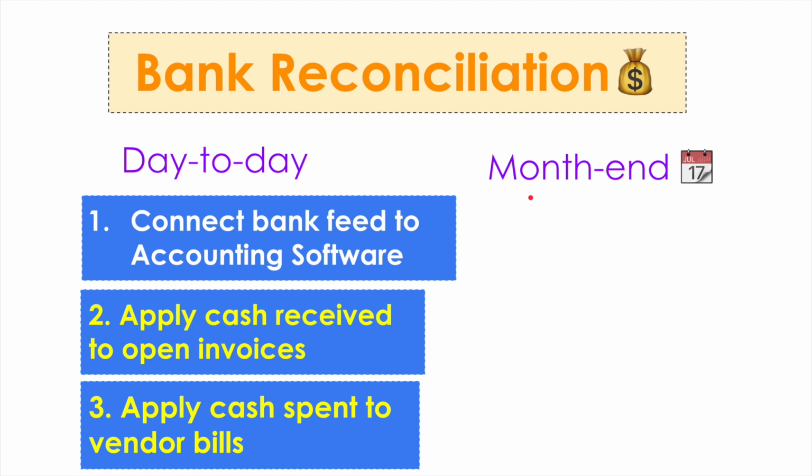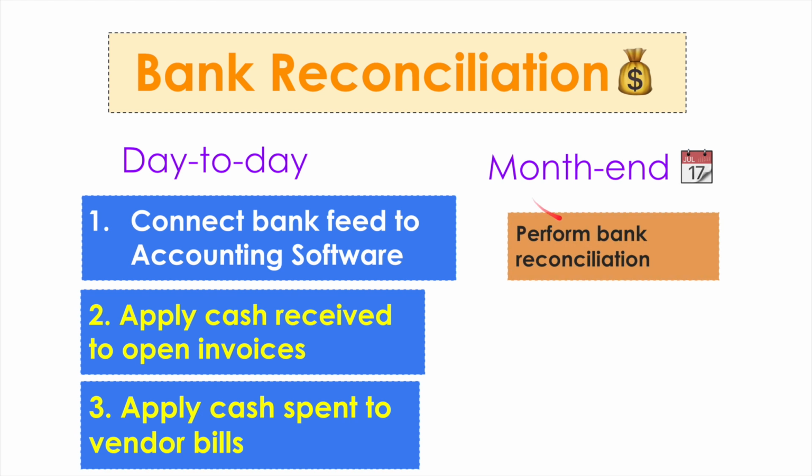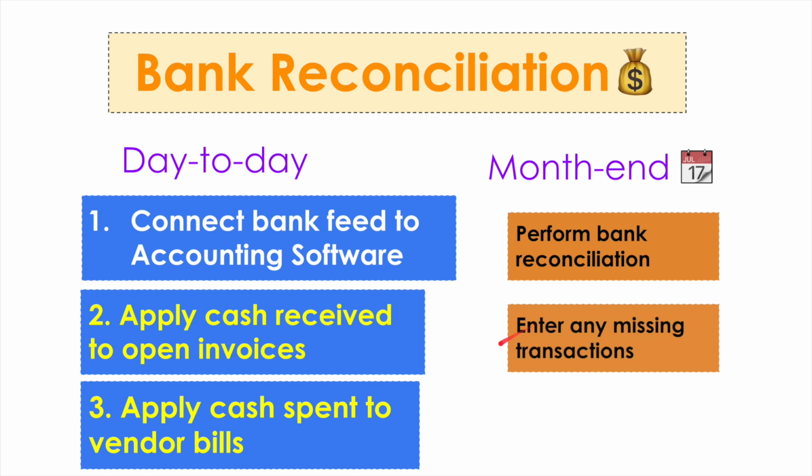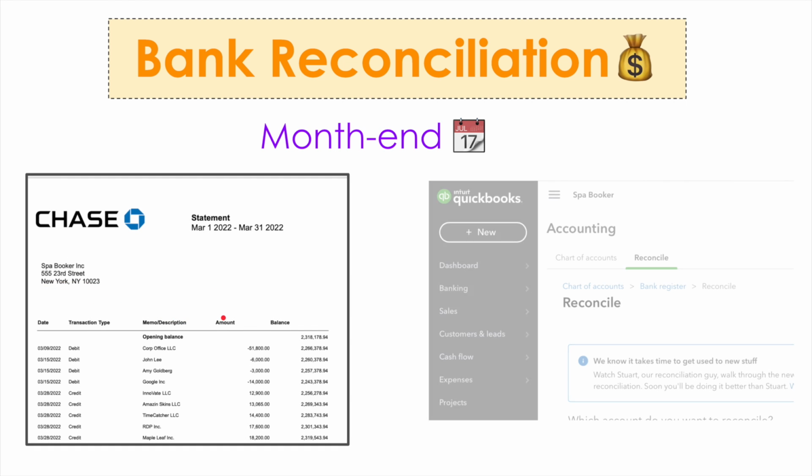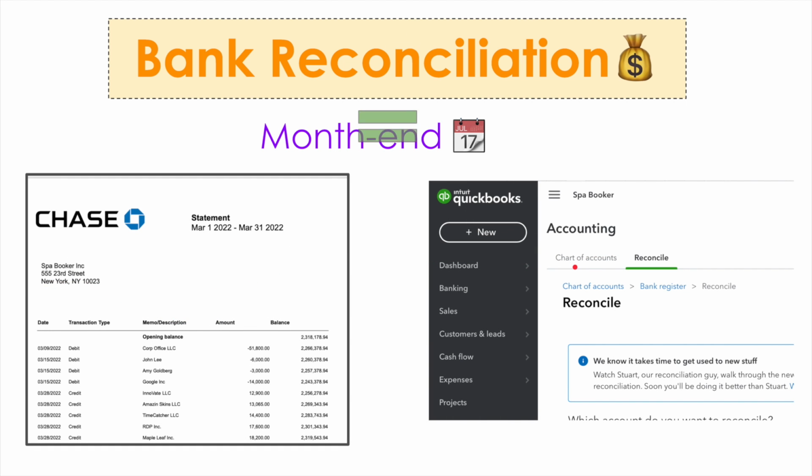Now, at month end, when you're able to generate an actual bank statement from the bank website, you'll go in and perform a reconciliation in accounting software. We'll go through an example here in a minute of a bank reconciliation, and you'll enter any missing transactions and ask questions about transactions that you don't recognize. So in summary, what you're doing at month end is grabbing a copy of the bank statement and looking at your books and records and ensuring that the two are equal.